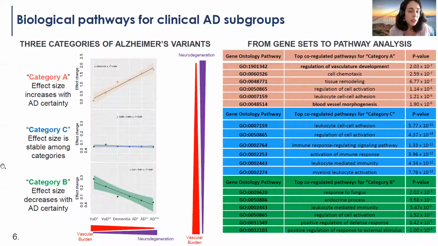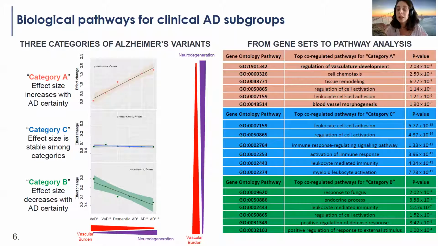Then we detected a second category, which we call category B, of variants that present an effect size which was decreasing with AD certainty. And finally, we detected a third category where the effect of the variants was stable across all the subgroups of Alzheimer's disease patients.